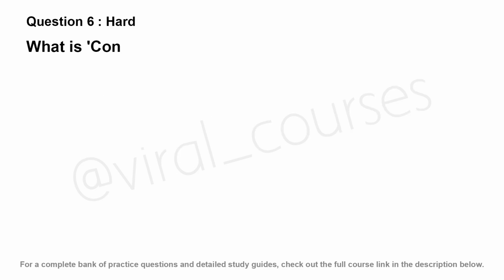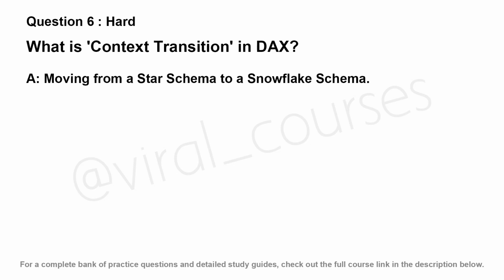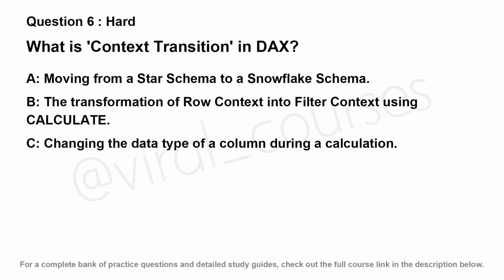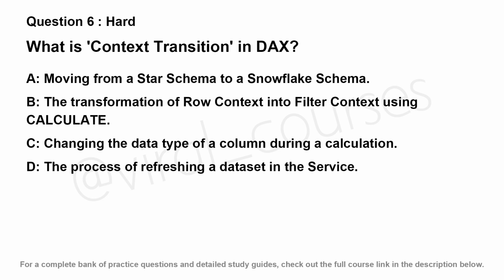What is context transition in DAX? Option A. Moving from a star schema to a Snowflake schema. Option B. The transformation of row context into filter context using CALCULATE. Option C. Changing the data type of a column during a calculation. Option D. The process of refreshing a dataset in the service.